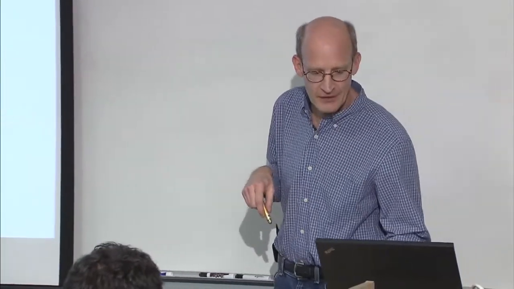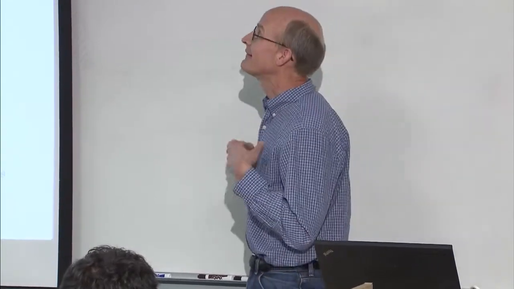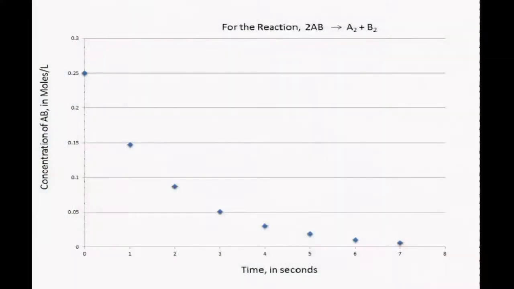Okay? So often what happens then is you, the chemist, would do an experiment. So we'll just talk about, here's our reaction again, and you can measure the concentration of AB, and I'm going to use the units of moles per liter, and we measure how long it takes in time per second for that concentration to fall off.